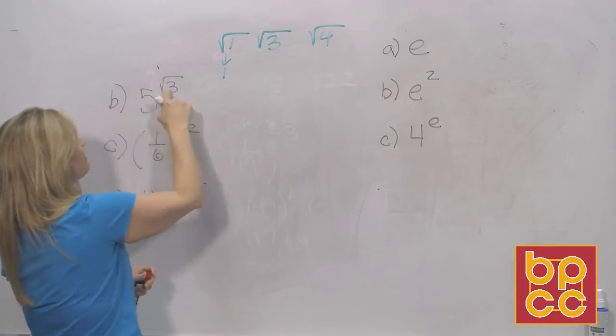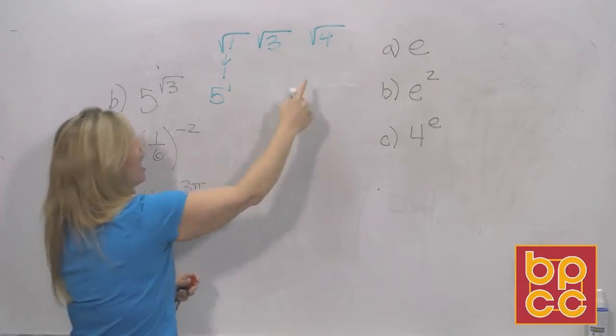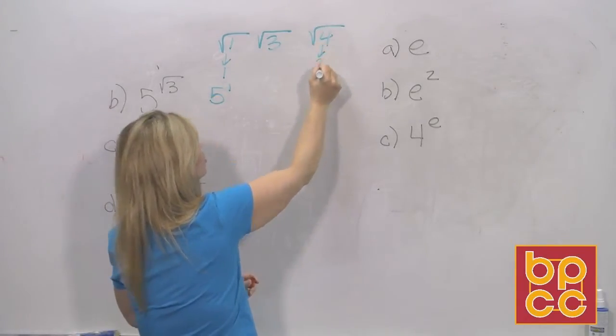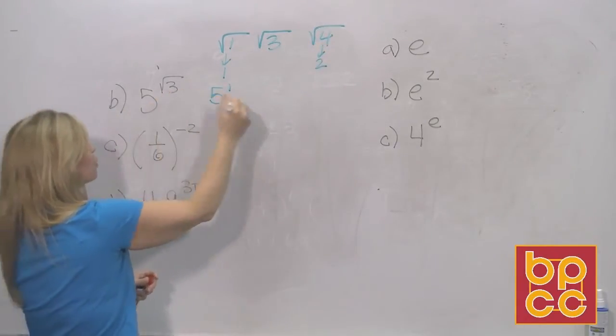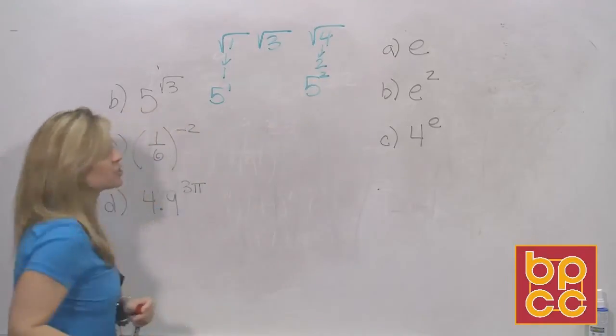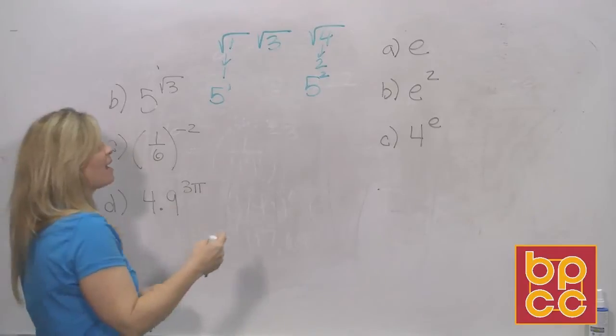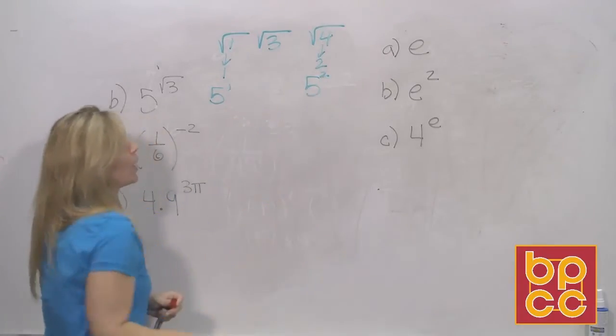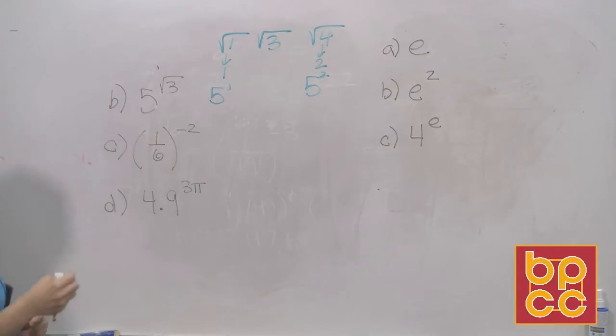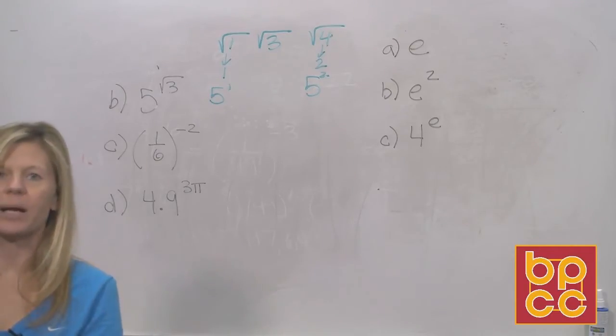And I know the square root of 1 is 1. So this could be like 5 to the first. I know the square root of 4 is 2. So this would be like 5 squared. And now I have an estimate. This answer is going to be bigger than 5 to the first, which is 5, and smaller than 5 squared, which is 25. So it's important to always, before you touch your calculator, think about what the answer should be.